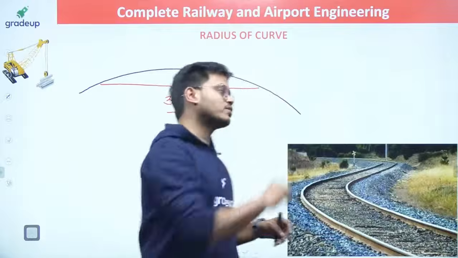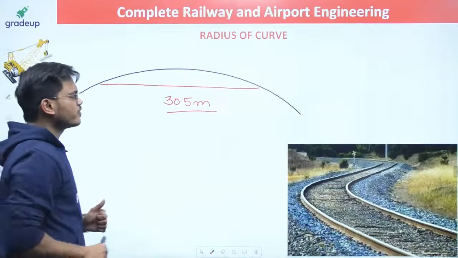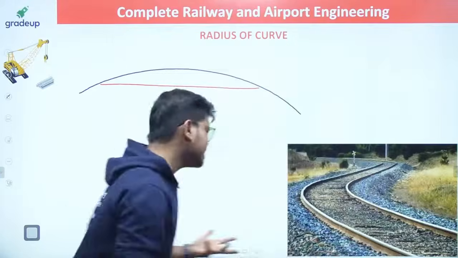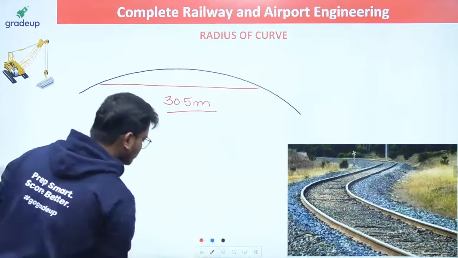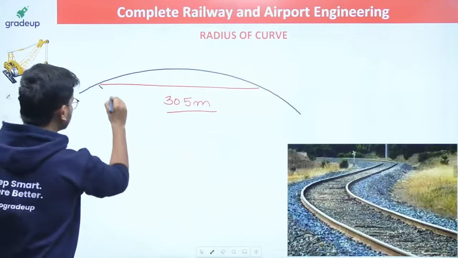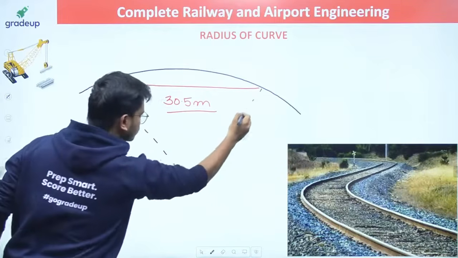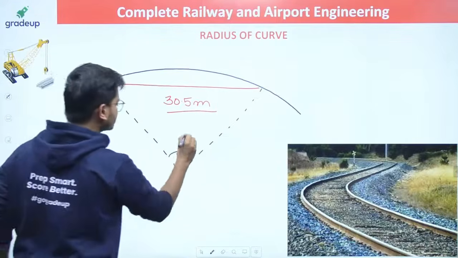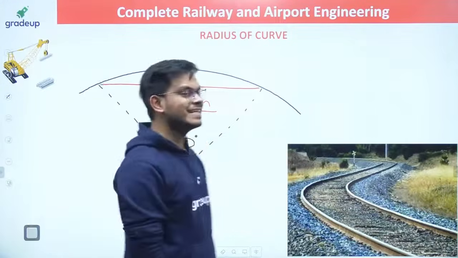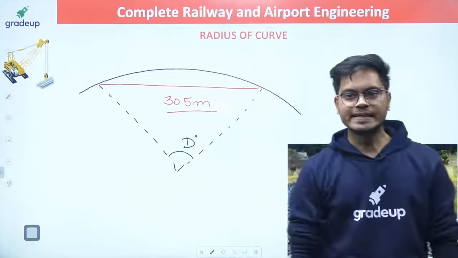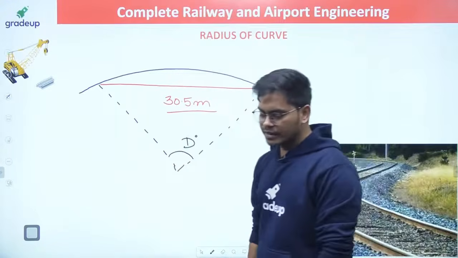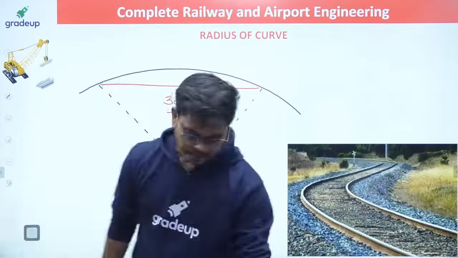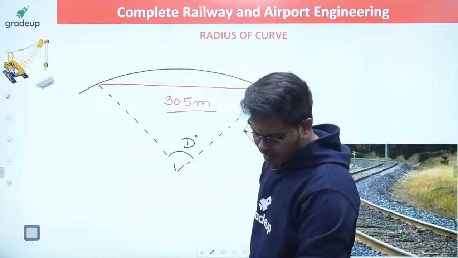All right, let's come back to the session. So we have this 100 feet chord, or you can say 30.5 meter. Obviously, guys, it is going to meet somewhere here also, like this. The angle made here is nothing but what is known as degree of the curve. Now how to get the value of degree? Very simple. It is very, very simple.